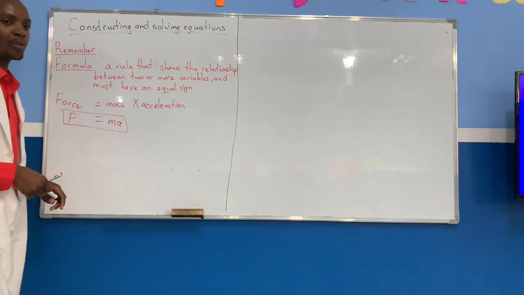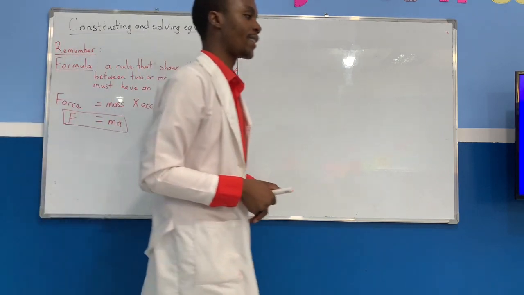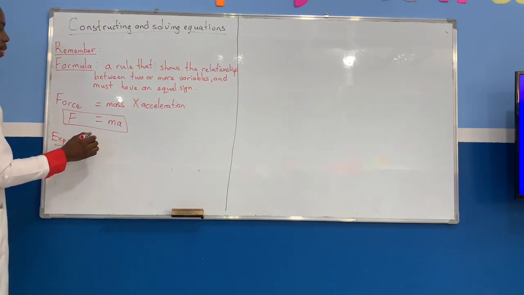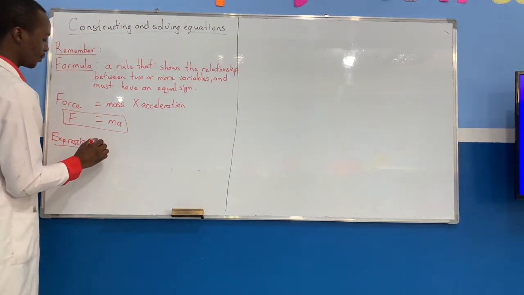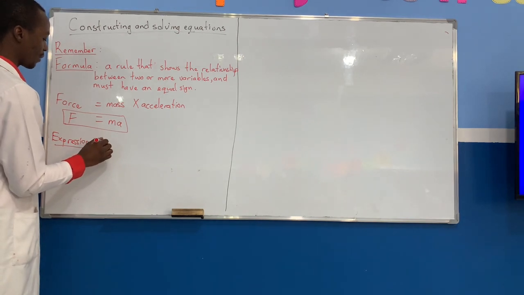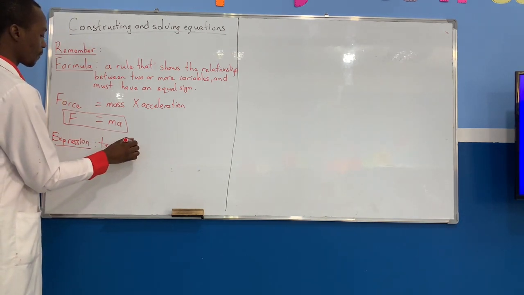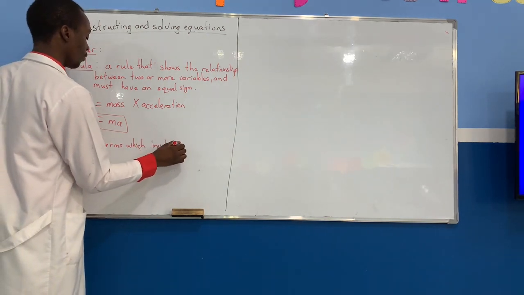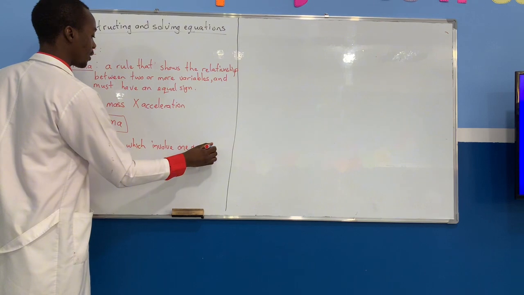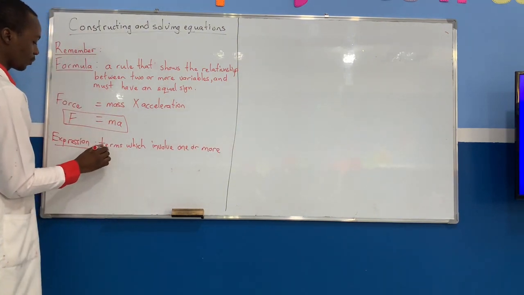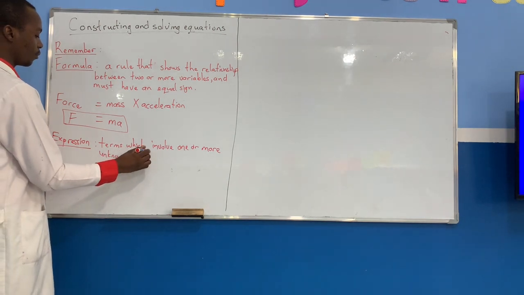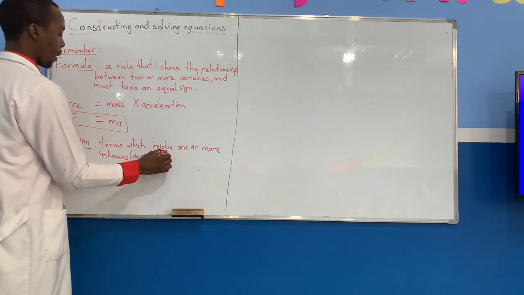So this is the formula which we use for calculating the force. Alright, next we want to look at expressions. An expression is a statement which involves one or more variables. It may have just terms in x or terms in x and y. But the other thing to note is that it does not have an equal sign. So an expression is just any general statement.